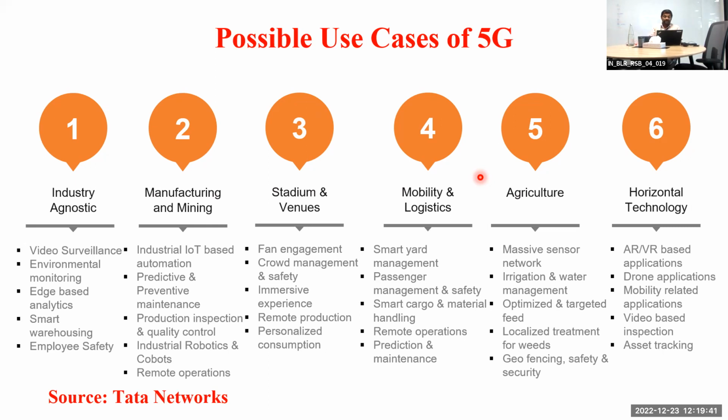Okay. Stadiums and venues, where, for example, fan engagement, crowd management, and immersive experience, and so on. Okay. Then mobility and logistics, as I just mentioned: fleet management and cargo management, cargo trucks management, and remote operation, and so on. Okay. Next, agriculture. Anyway, you might be knowing about smart agriculture.